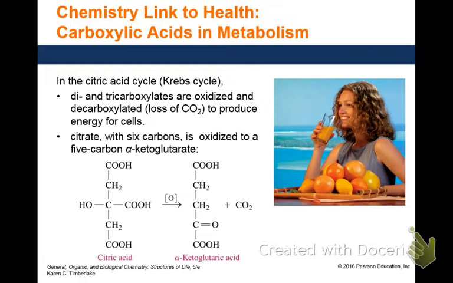Here's another example. It's a little harder to see, but this is an oxidation reduction. These are other examples of carboxylic acids. This is from the Krebs cycle. This is citric acid. Remember, citric acid is that stuff you get in, like, citrus.